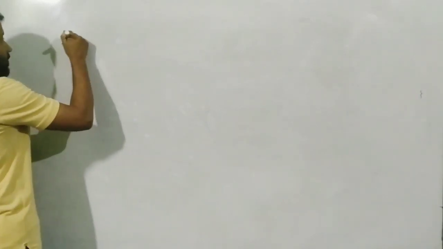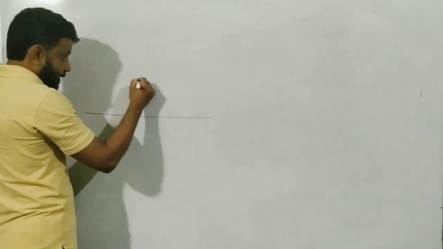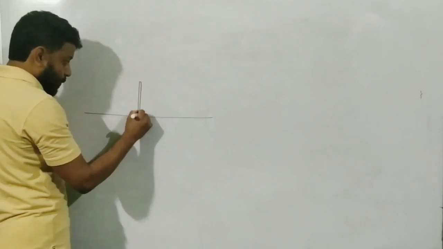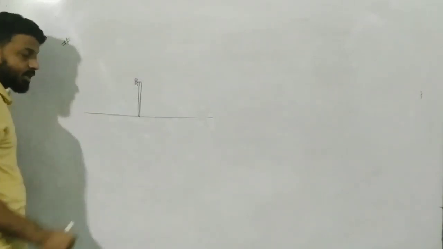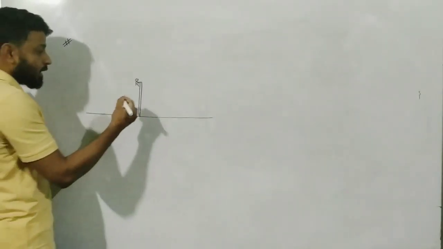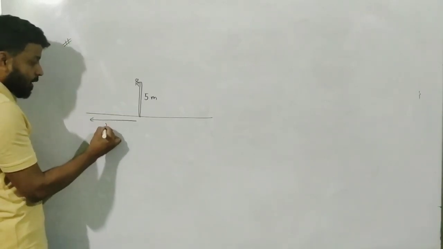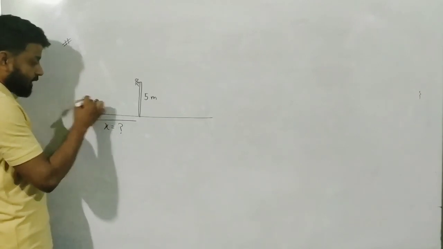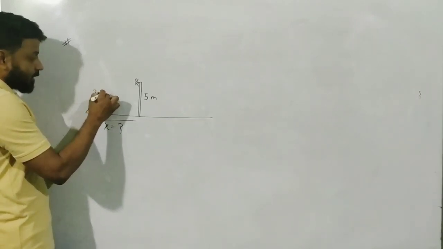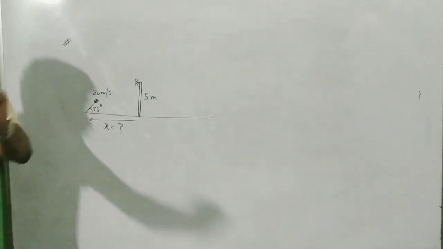Look at this question now. This is another very interesting part. There is a pole, and on this pole, I have a toy which is attached here. This pole has a height of 5 meters. The question is, from where should I project a body, let us say with 20 meters per second at an angle of 53 degrees, so that it will hit the toy?